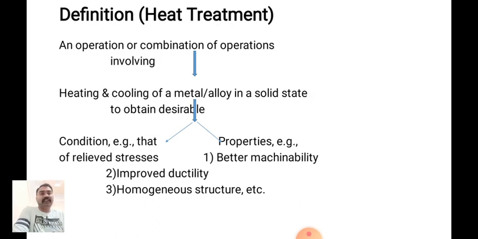Whatever process we perform on the solid, that is the metal or alloy, is only for obtaining the desirable condition and desirable properties. The different conditions include relieving the stresses, improving properties, and removing whatever stresses developed during the different metalworking processes.